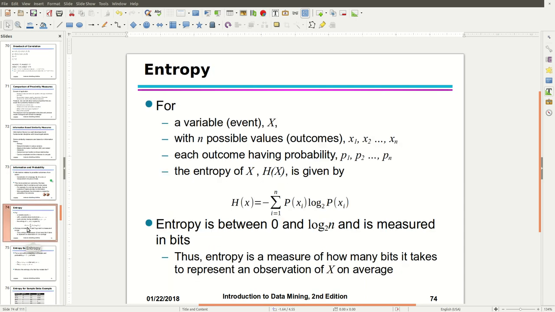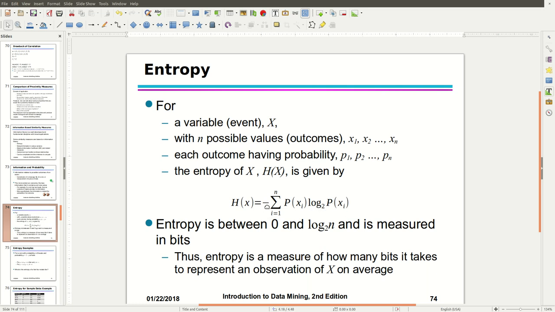When we look at entropy, if we have a variable which is an event x with n possible outcomes, it can be x1, x2, to xn, each having a probability of p1, p2 to pn, the entropy of x is given by the following formula that you can see. H(x) equals minus the summation of the probability times log 2 of the probability of each event.